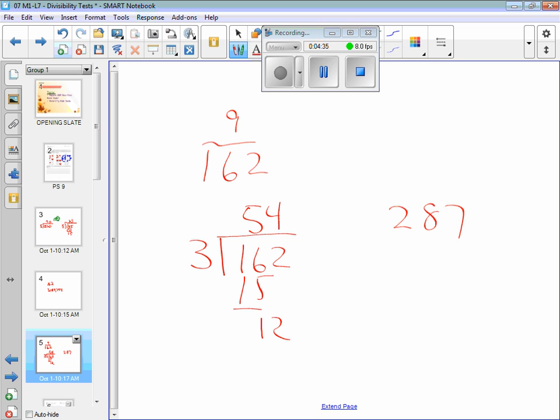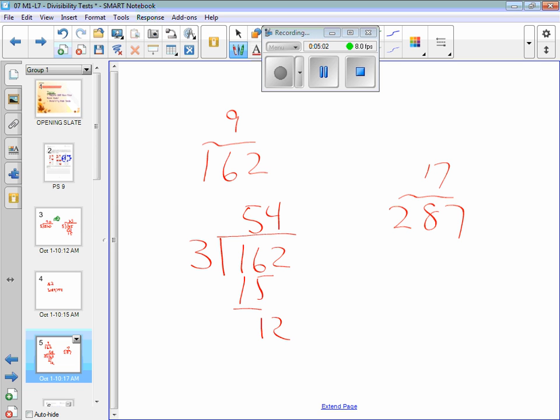Yes or no, is it divisible by 3? No. Why not? Aiden, why not? Because the sum of 287 would be 17, which is not divisible by 3. 3 will not work for that number. So that's the rule for 3.